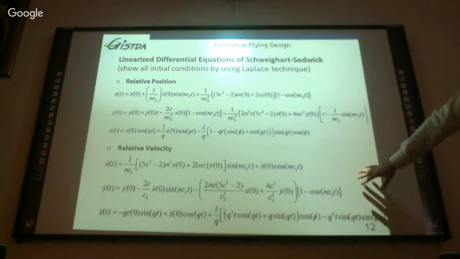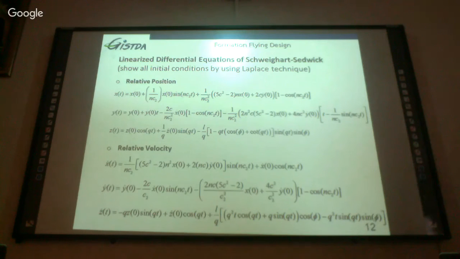Using the Laplace operator, I can get the relative position and relative velocity. That relative velocity is very useful for the delta V requirement, to estimate the path to adjust the orbit between two satellites to keep the formation flying.